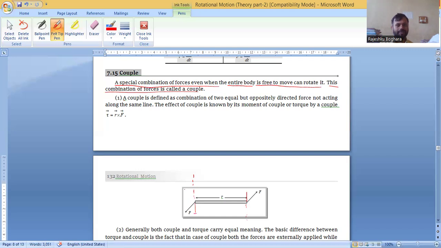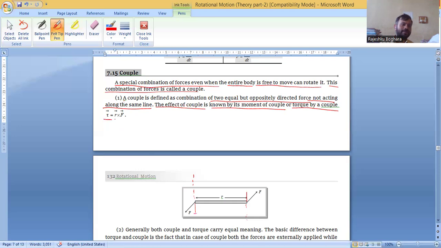Means torque occurs. The couple is defined as the combination of two equal but oppositely directed forces, not acting along the same line. The effect of a couple is known by its moment of couple or the torque by a couple.